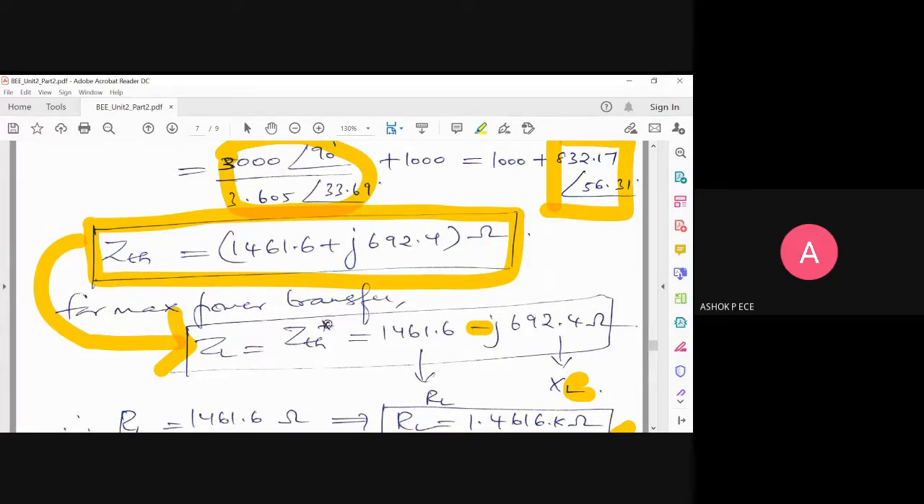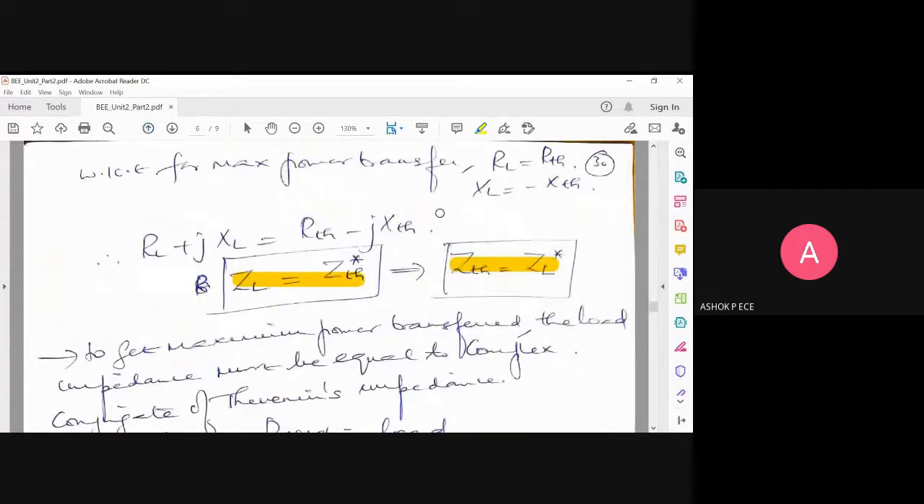Why am I substituting this formula? For maximum power transfer. We derived it yesterday. See here, I'm showing it on the screen. ZL equals ZTH conjugate. This formula you use if you know ZTH and you are finding ZL. The second formula you will use if you know ZL and you are finding ZTH. Both can be found if one is known.